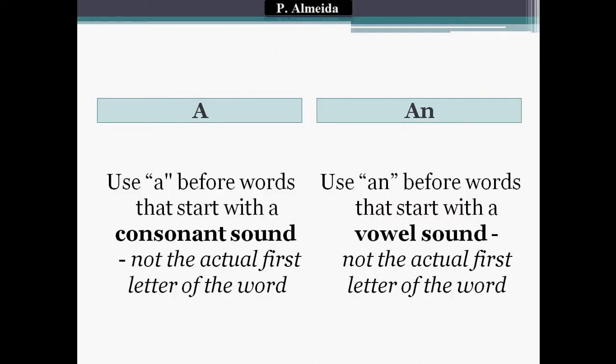So A, you use the A before words that start with a consonant sound. So it's not the actual first letter of the word that is a consonant, but the sound that it makes is a consonant sound, or the start of the sound is a consonant sound. And you use AN before words that start with a vowel sound. So again, it's not the actual first letter of the word that needs to be a vowel, but the sound itself needs to look like it's a vowel sound. I'm going to give you some examples. So let's see some examples.